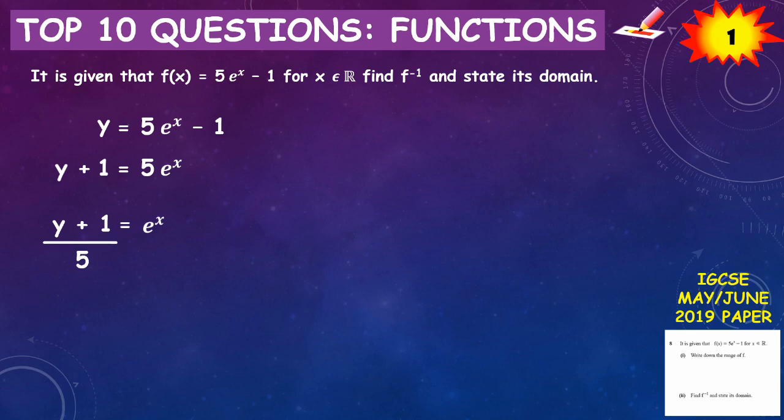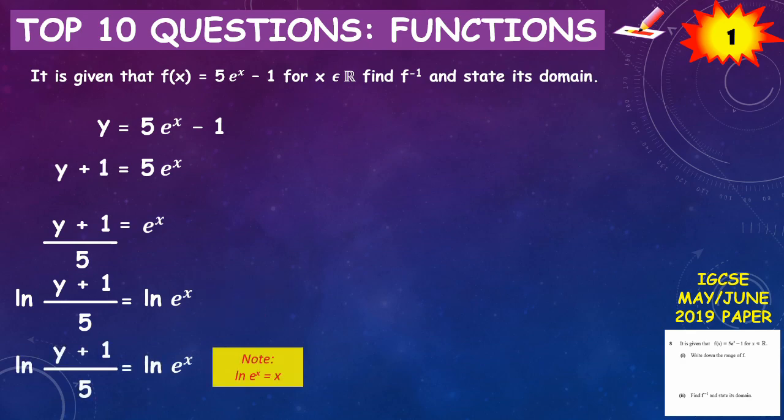If you want to make x the subject matter, and x is the power, you need to use log or ln to bring x down. For exponential numbers, you use ln. You ln both sides, and when you ln e to the power of x, you get x. So we get the answer f inverse of x equals ln of (x plus 1) over 5.